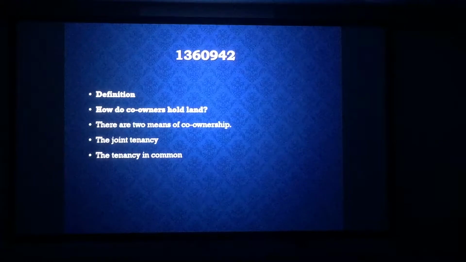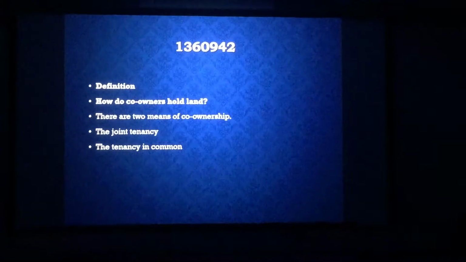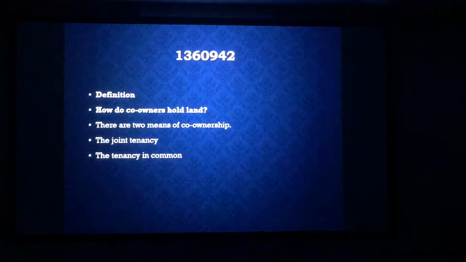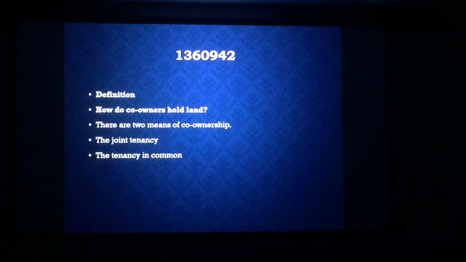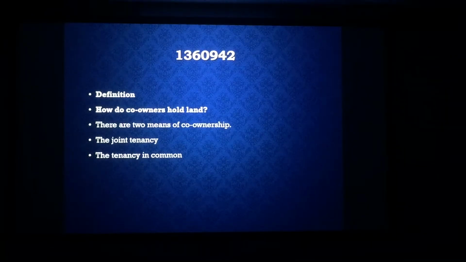Another thing is how do co-owners hold land? There are two means of co-ownership. First, the joint tenancy. Second, the tenancy in common. Let's talk about the joint tenancy. In a joint tenancy, the co-owners, who are called tenants, hold as joint tenants. This means that they hold the land in unity and do not have separate individual shares in the land. Each of them owns the whole of the land.